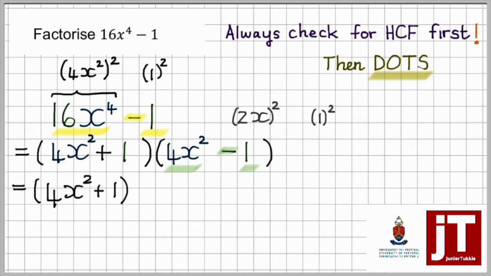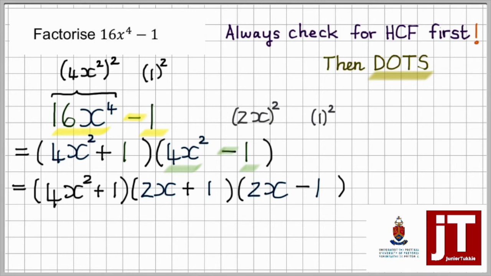We first start off by writing down the first bracket. Even though we've done nothing to it, it is part of the factorized version of the expression that has been given to us. Then we write out our 2 brackets, plus sign in the one and minus in the other. In the first place in each bracket, we write down 2x, because 2x is what you obtain when you take the square root of 4x squared. And in the last place in each bracket, we write down 1 and 1.